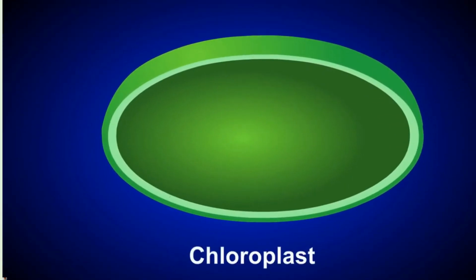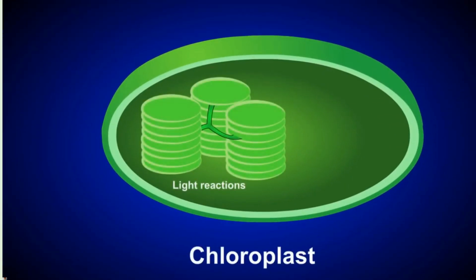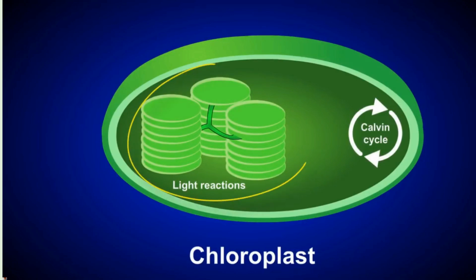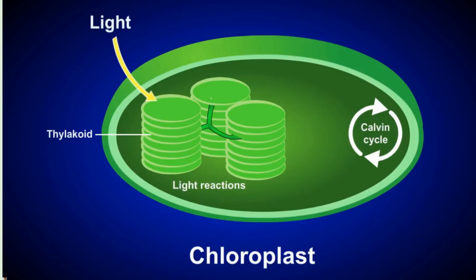The light-dependent reaction takes place within the thylakoid membrane and requires a steady stream of sunlight, hence the name light-dependent reaction. The chlorophyll absorbs energy from the light waves, which is converted into chemical energy in the form of the molecules ATP and NADPH.